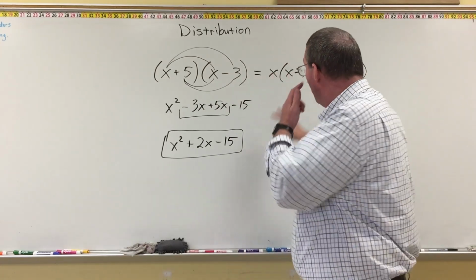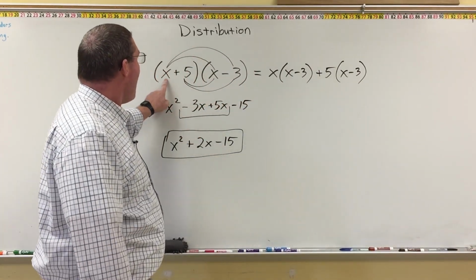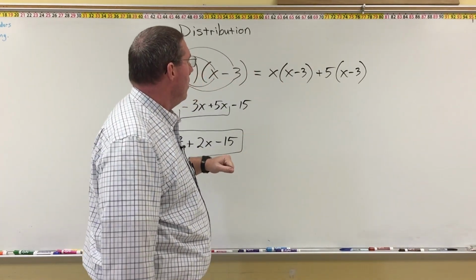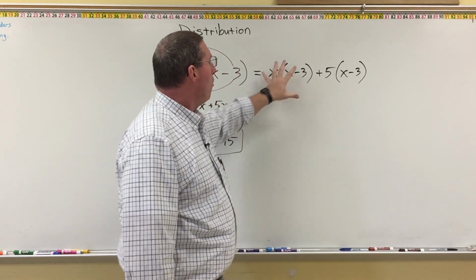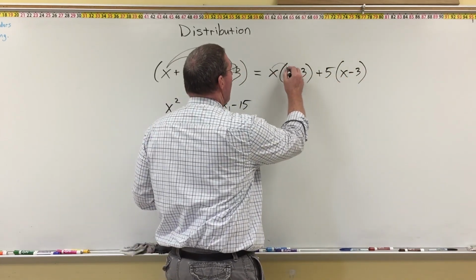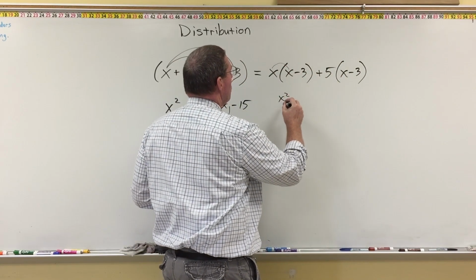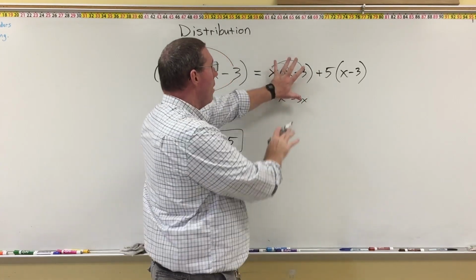Now you may say, well then what about this thing over here? I see how you wrote that out. You did the x times the x minus 3, then you added on the 5 times the x minus 3. Well, if we were to do these two separately, watch what we would get. x times x is x squared. x times negative 3 is negative 3x. Okay, we're done there.